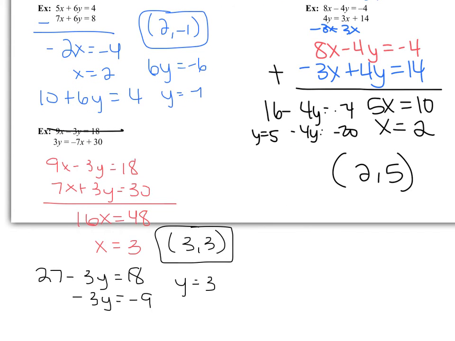So the first equation, 9x minus 3y equals 18, doesn't change. But the second equation, you would add 7x to both sides, so 7x plus 3y equals 30. You're going to add those equations to get rid of your y terms, so 16x equals 48. You end up with x equals 3. If you plug that back into the original, 9 times 3 is 27, and then solve for y. y also equals 3.